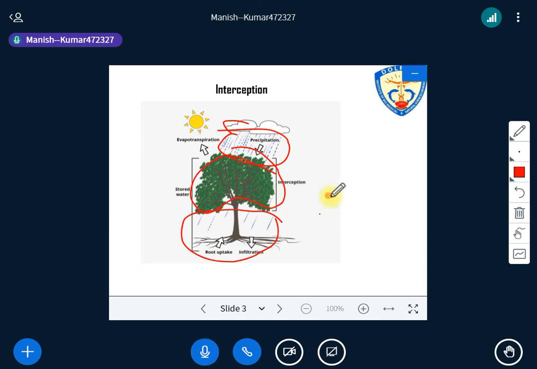The size of the leaf has a very important role in interception. If the leaf is something like teak, a big-size leaf, as you are able to see, interception may be more, isn't it? And if it is a small leaf size, there is a chance that interception may be less. So leaf type is one of the important things on which the amount of precipitation intercepted depends. Then obviously canopy structure also has a role in the interception process, right?